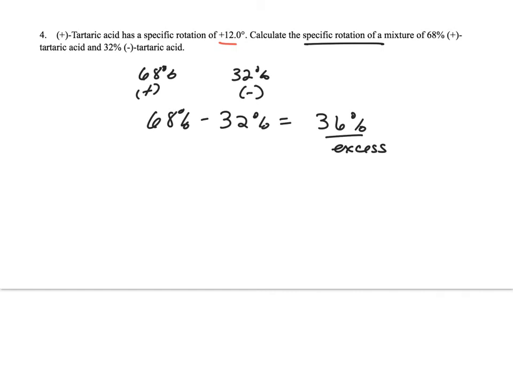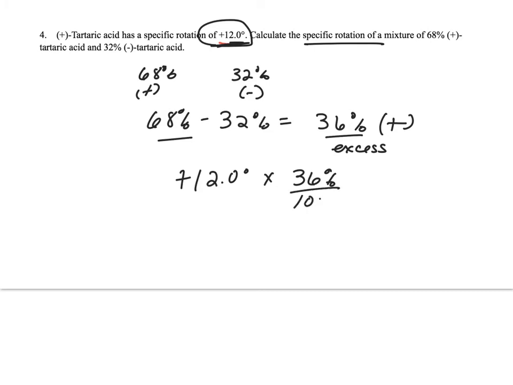So you always kind of want to find your excess, and this is your positive. So it's going to be positive excess. And then, the specific rotation of positive 12 degrees belongs to your excess. So then you can just multiply this by essentially 0.36, your percentage, and you'll see that positive 4.3 degrees is the specific rotation of the mixture.